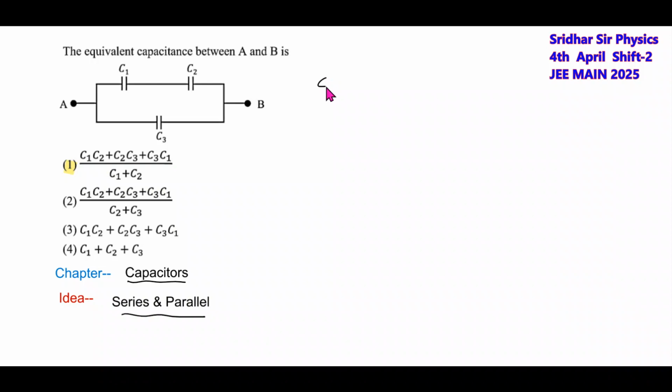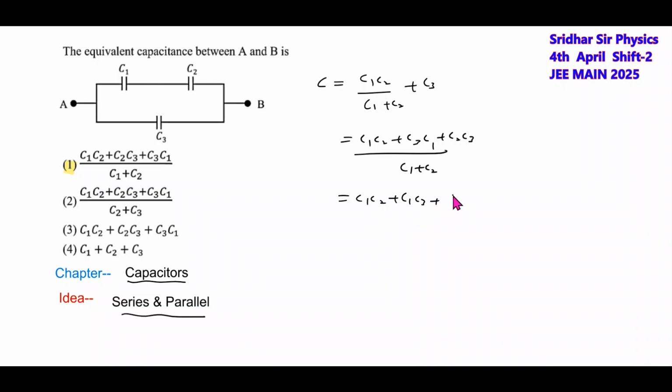So the equivalent capacitance will be C1C2 by C1 plus C2, plus C3, because these two are in series and the effective is in parallel. The formula will be C1C2 plus C1C3 plus C2C3 over C1 plus C2. Already it is there, no? There is the one option. Okay, fine. So this is the simple method.